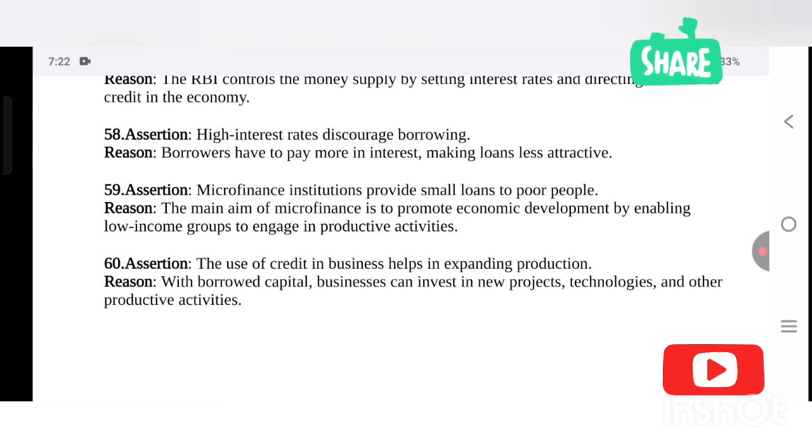And the last question of this video, chapter number 3, money and credit. Last question. Assertion. The use of credit in business helps in expanding production. True. Reason. With borrowed capital, businesses can invest in new projects, technologies and other productive activities. Yes, this is also true. Both A and R are true, and R is the correct explanation of A.